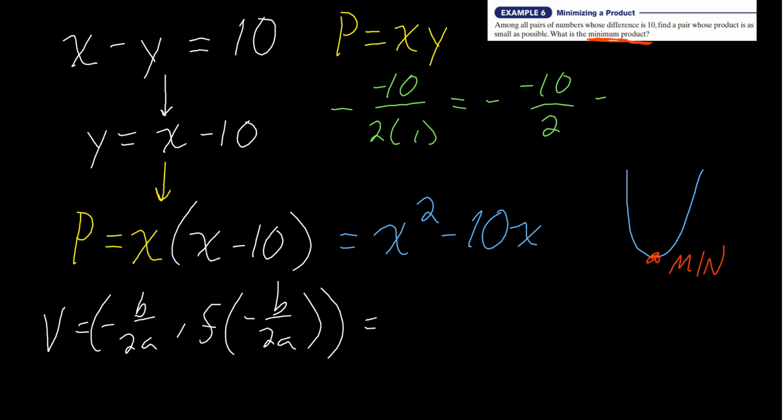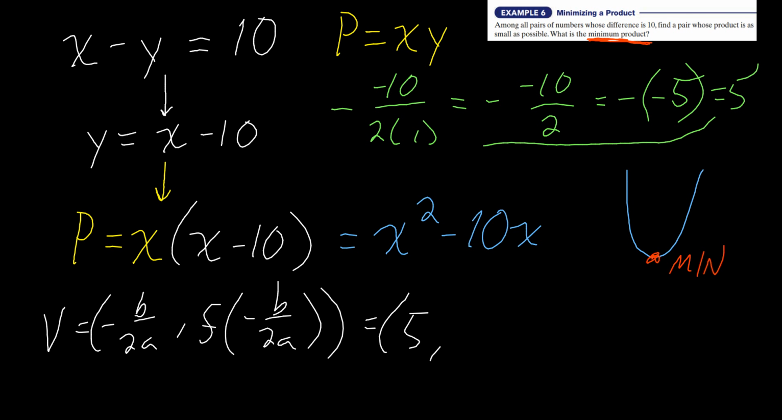So we have a negative 5, which is going to be a positive 5. Okay, so the x value of my vertex is going to be a positive 5. What is my y value going to be? Well, I just have to plug the positive 5 into my function here and figure out the y value.